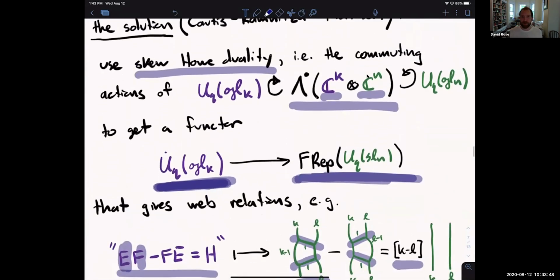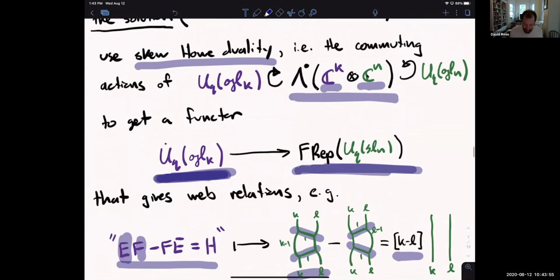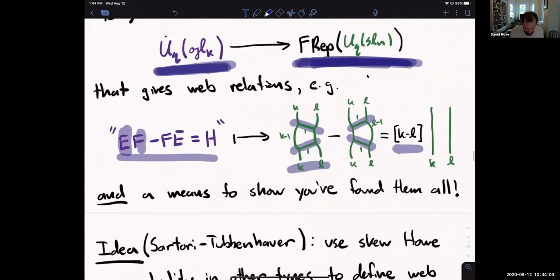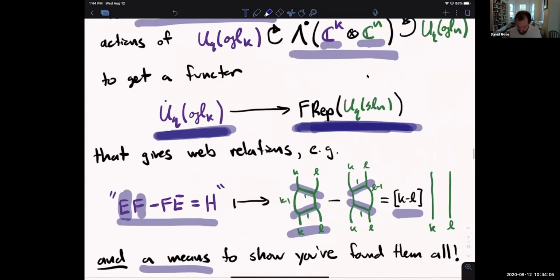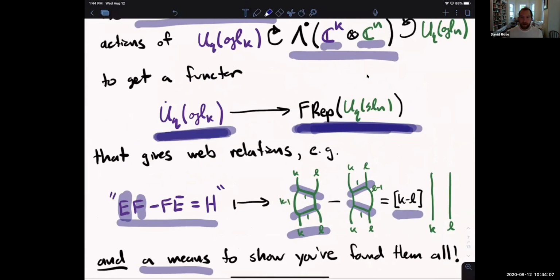Okay, so I could give maybe an hour-and-a-half lecture on skew Howe duality on its own, but this is some indication of how this procedure works. It's a nice fancy duality, which not only gives you a way to immediately get a list of relations that need to be imposed on the right-hand side, but also provides a means to show you found them all. And that is essentially because we understand the representation theory of quantum SL_k, quantum GL_k pretty well.